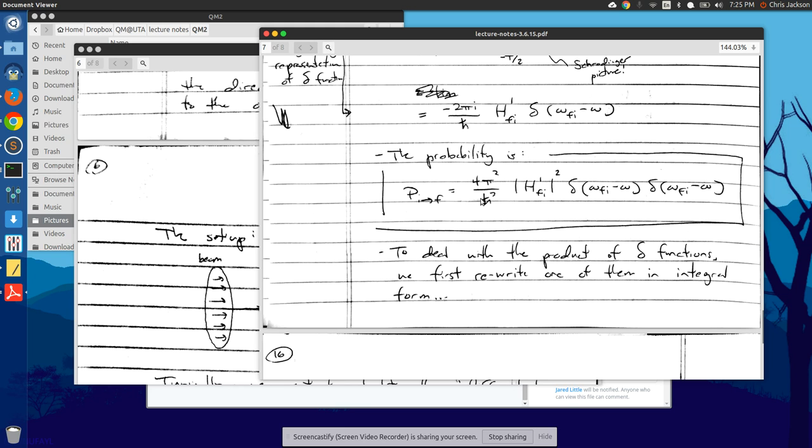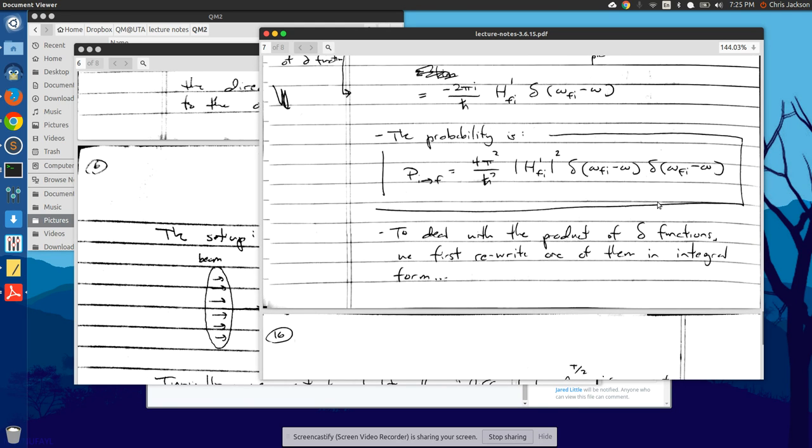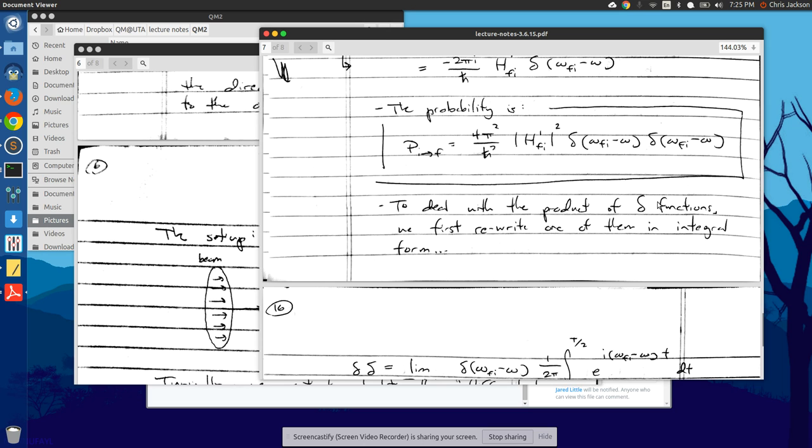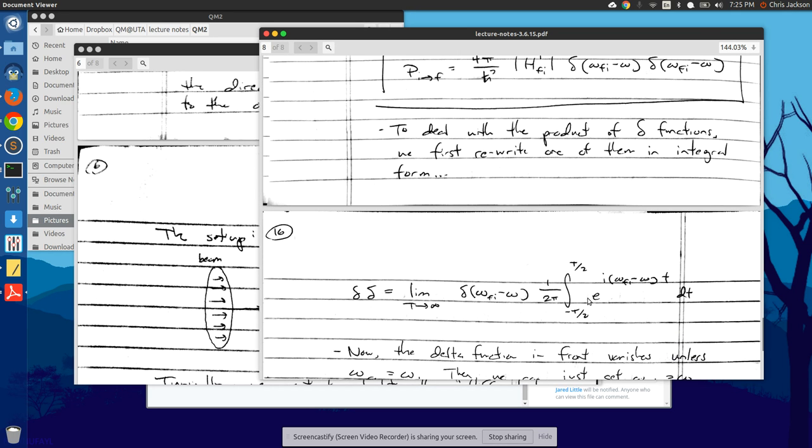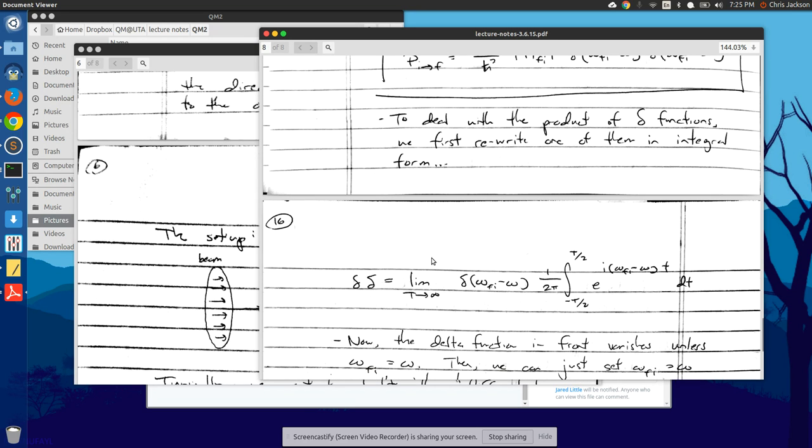And what you see is you get this thing with the matrix element squared, some constants out in front, but you get this weird looking thing of a product of two delta functions, right? And the way we deal with this product of delta functions is we take one of them and we rewrite it back in terms of the integral representation. Okay, and what we notice is that this is contributing to my probability.